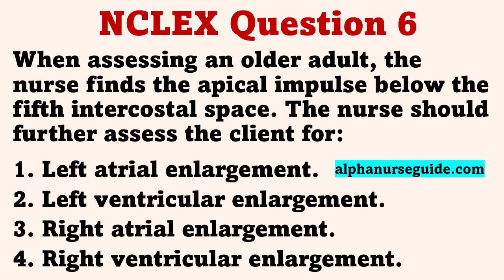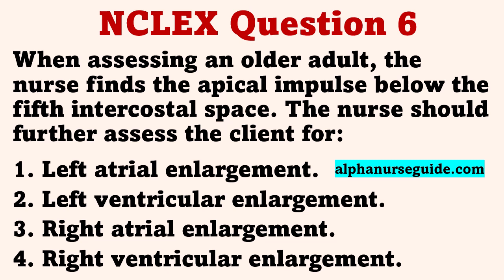The correct answer is 2. A normal apical impulse is found over the apex of the heart and is typically located and auscultated in the left fifth intercostal space in the midclavicular line. An apical impulse located or auscultated below the fifth intercostal space or lateral to the midclavicular line may indicate left ventricular enlargement.